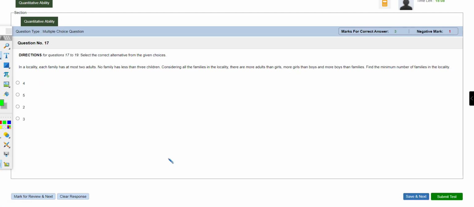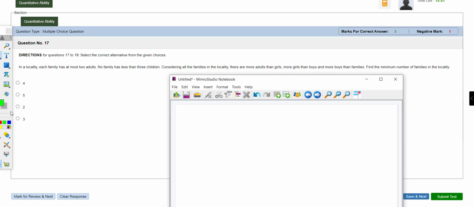let's move ahead. Okay, question number 17, In a locality, each family has at most 2 adults. No family has less than 3 children. Considering all the families in the locality, there are more adults than girls, and more girls than boys, and more boys than families. The minimum number of families in the locality. Okay. So look here. This also looks tricky.